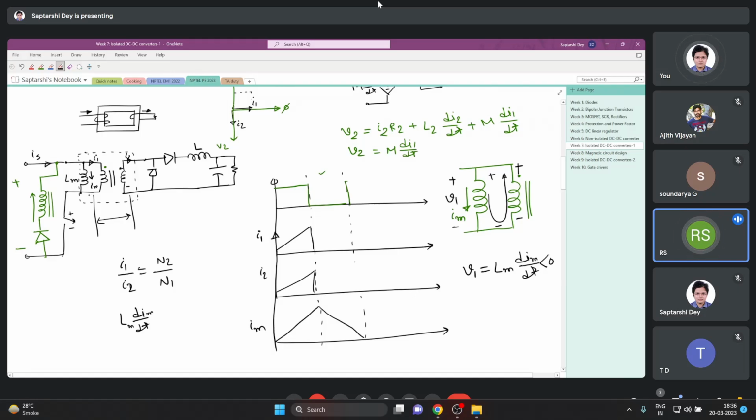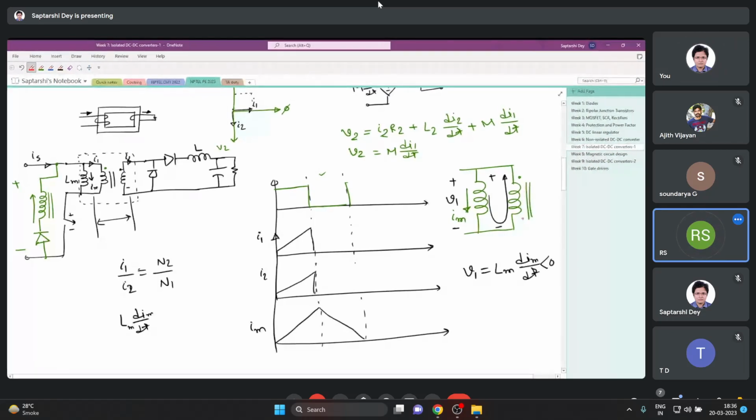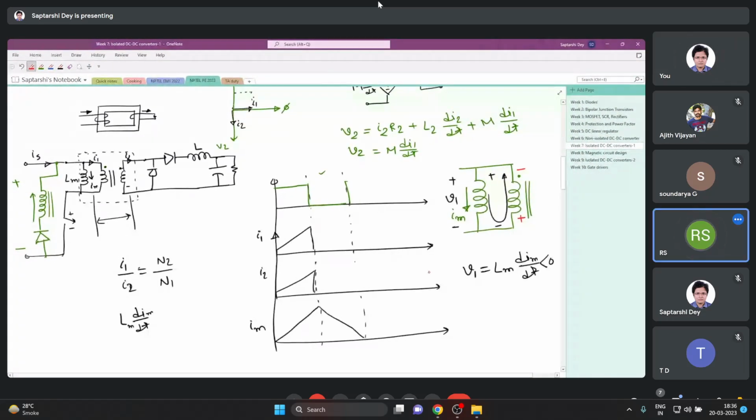No, see, it is here. This magnetizing winding had some current going through it. So even this current will keep flowing, right? And it will reduce. So we have V1 negative. V1 negative means the actual polarity. I am drawing the actual polarity of voltage, which is this, right? So the undotted terminal is plus.